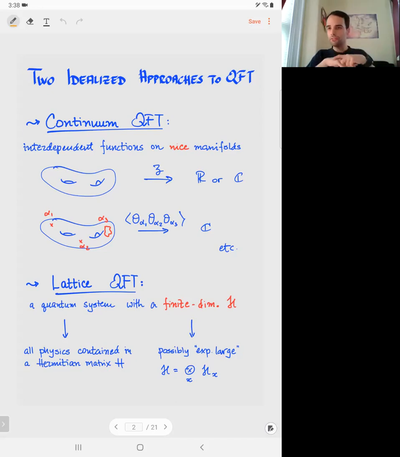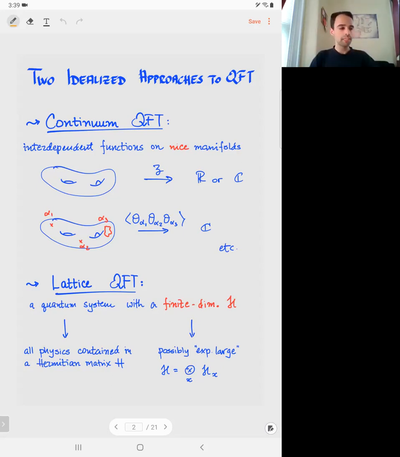When we talk about QFT, different people can mean different things, but if you look at the whole of the literature, you can identify two extreme idealized versions of what QFT might mean. One extreme is what you might call a continuum QFT, which is some machine that takes some nice smooth manifold with some nice structure on it, maybe with some marked points, and spits out various numbers which you can then relate to probabilities of various physical processes.